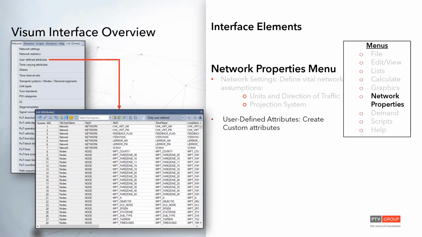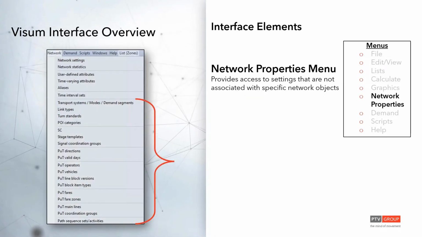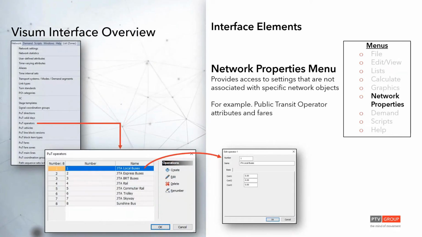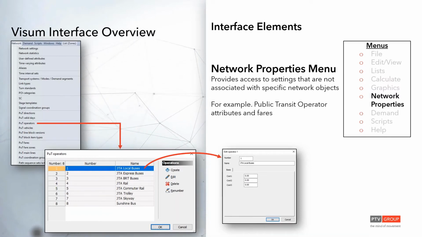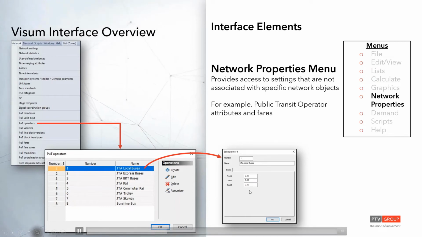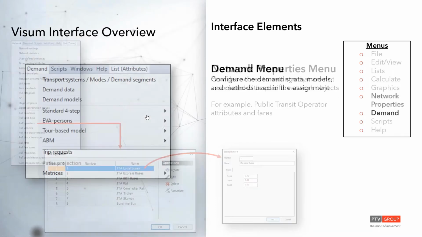Okay, so that's what various other things are available, and we are not going to go through all of these in a lot of detail, but the network menu also gives you access to things such as PUT operators. You would not find these associated with a specific network object, but you can define your public transit operators here, and if you want to create a fare system for each operator, then you can come here and do that.